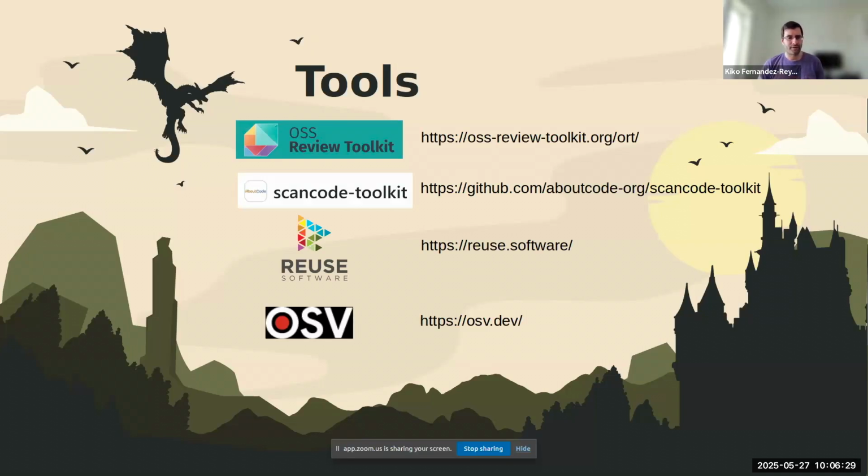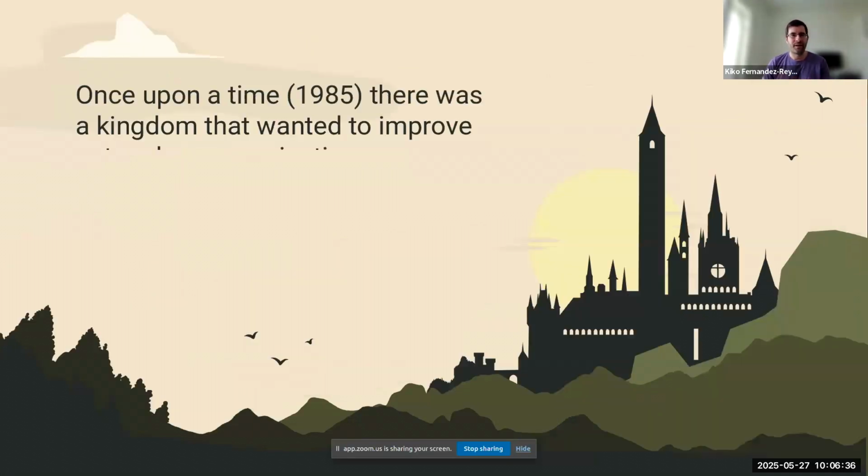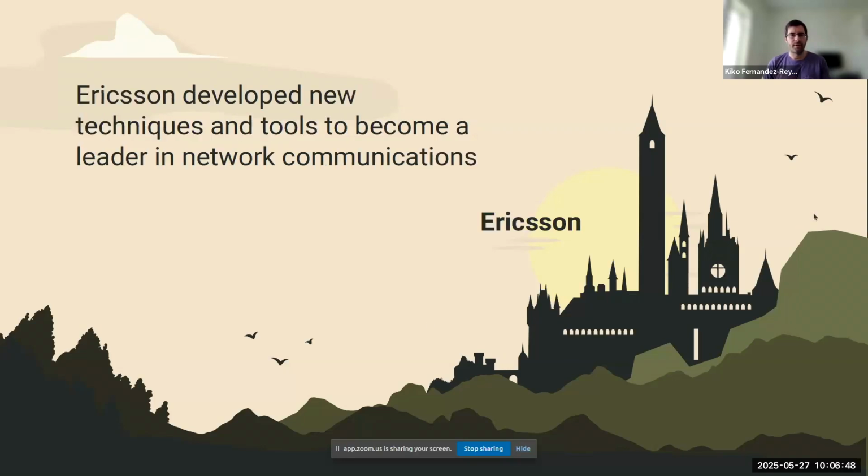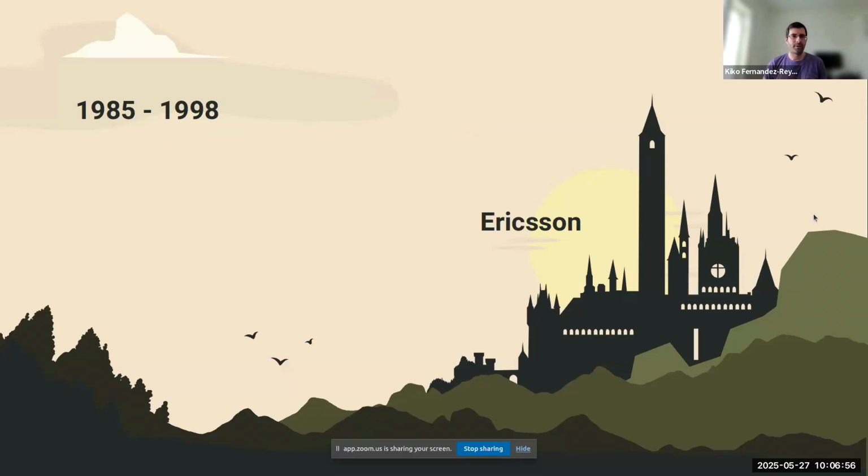Now, let's start. And we're going to start with a bit of context about Erlang in case people are not too familiar with this language. Once upon a time, in 1985, there was a kingdom that wanted to improve network communications. And that kingdom was Ericsson. Now, Ericsson developed new techniques and tools to become leader in network communications.